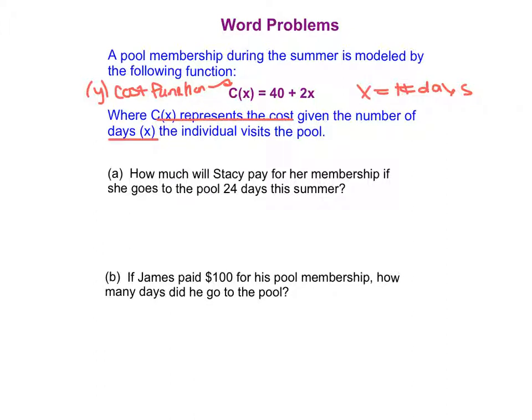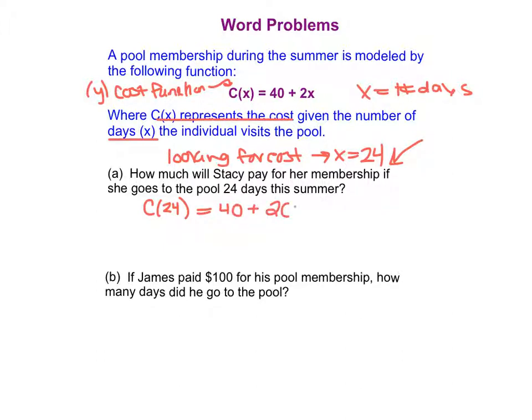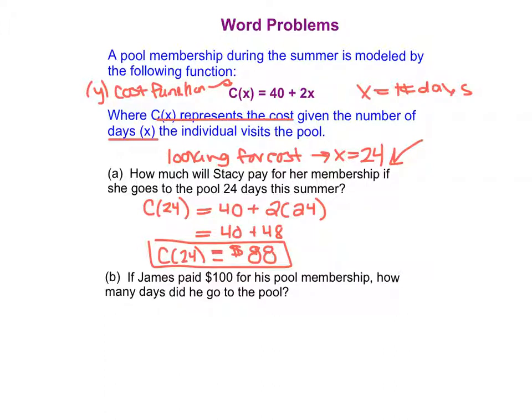Now part A says, how much will Stacy pay for her membership? So we are looking for the cost if she goes to the pool for 24 days. So that means we know that x equals 24. And since we know what x equals, we'll be looking for the c of x. So the cost at 24 days is equal to 40 plus 2 times 24. So I get 40 plus 48. So I find that the cost at 24 days is equal to $88. And I include units because I want to communicate what my answer actually means.